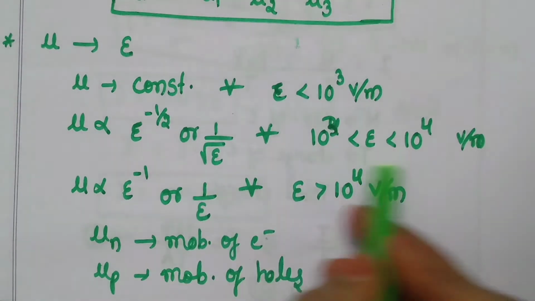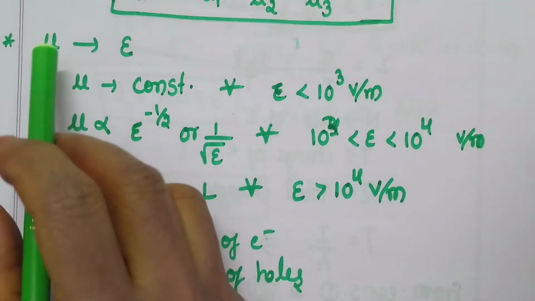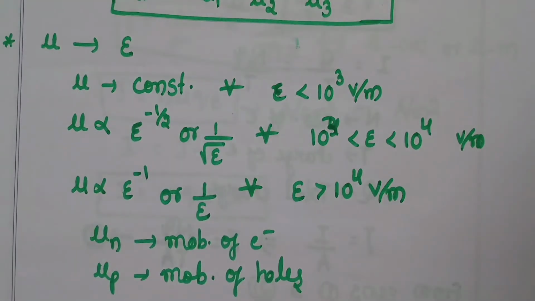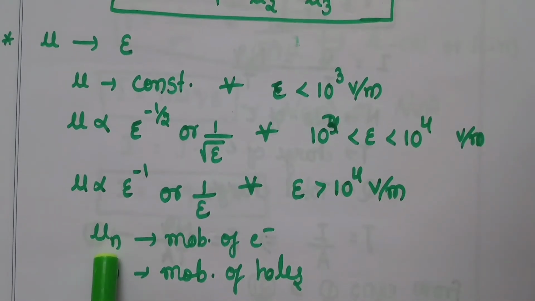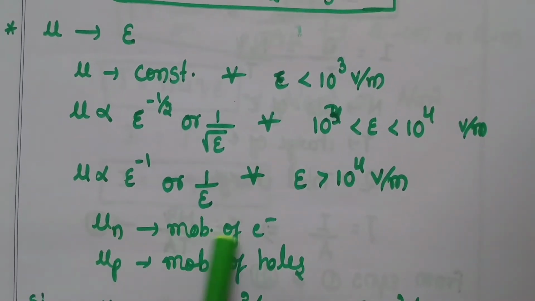Moles per meter. These three conditions show the relation of mu and epsilon. How mu depends upon the applied electric field, that is, the mobility depends upon the applied electric field. If we have mu n, then we can say this is the mobility of electrons, and if we have mu p, then we can say that it is the mobility of holes.